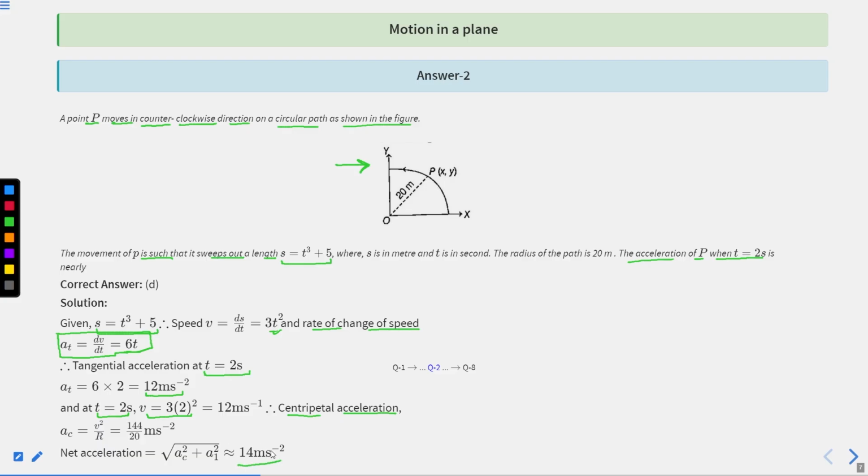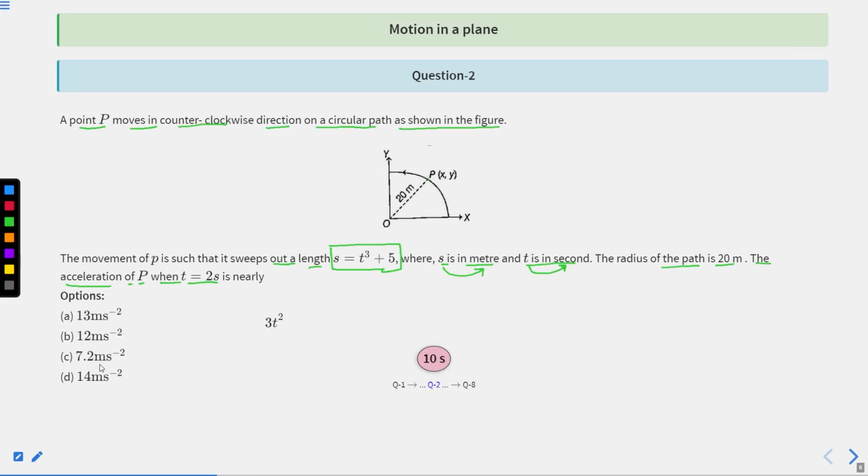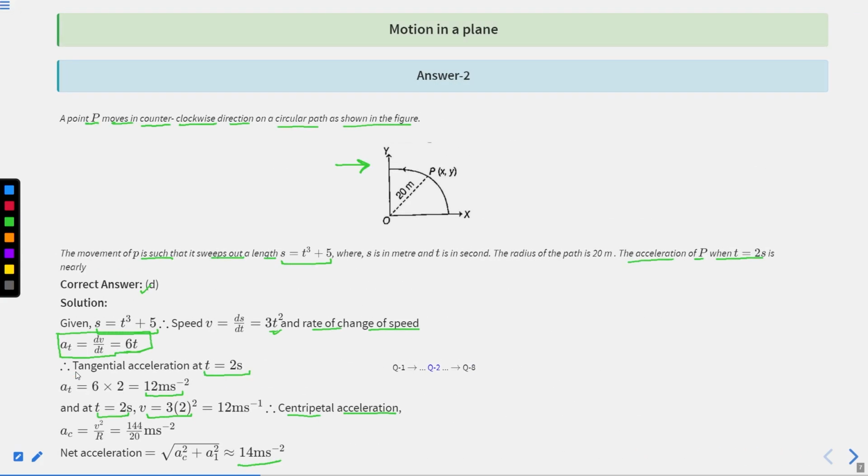So the answer D is correct. Option D, 14 meter per second square, is correct.